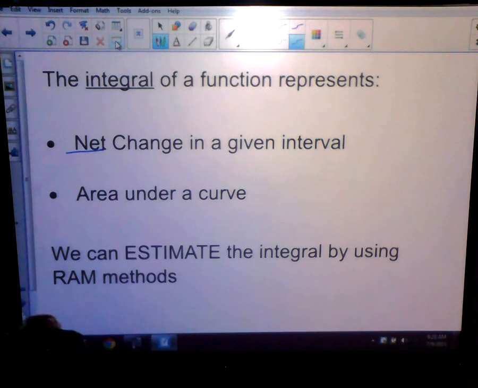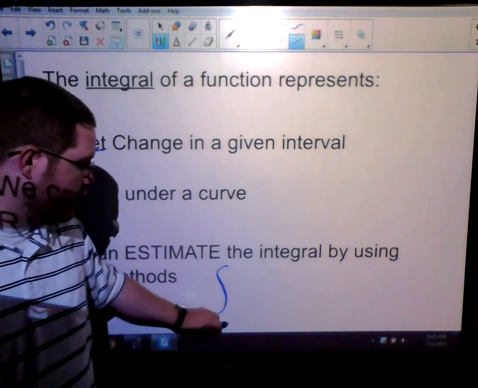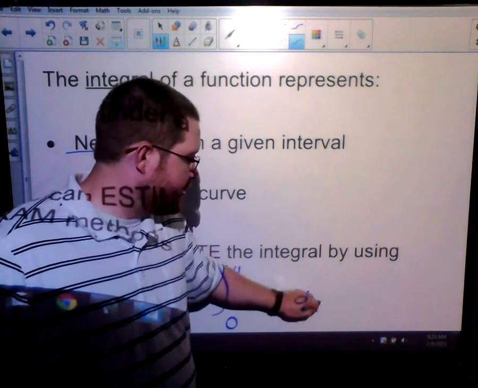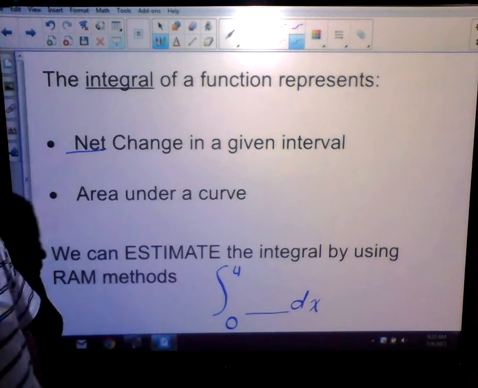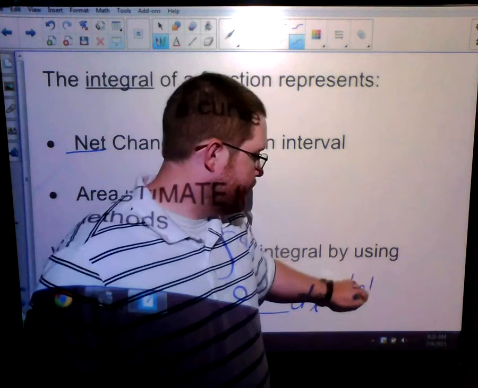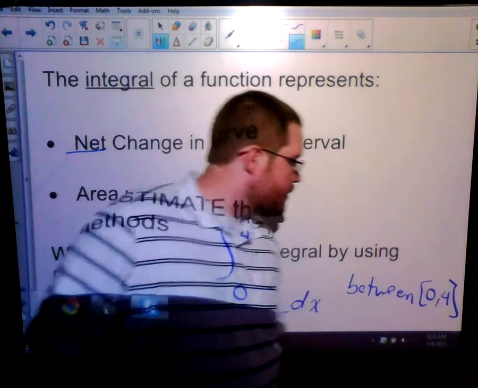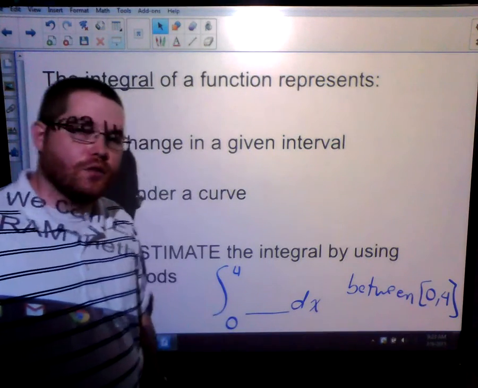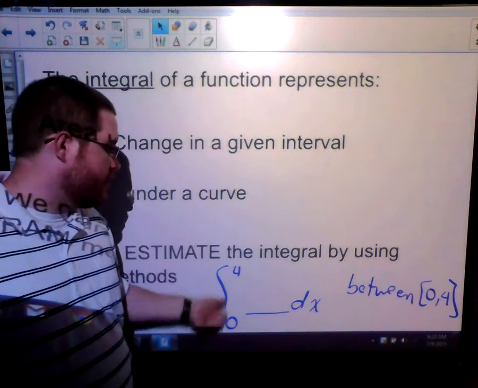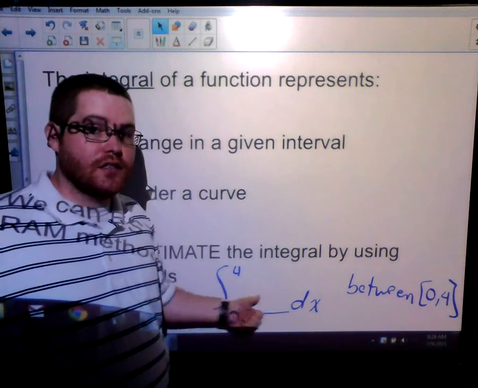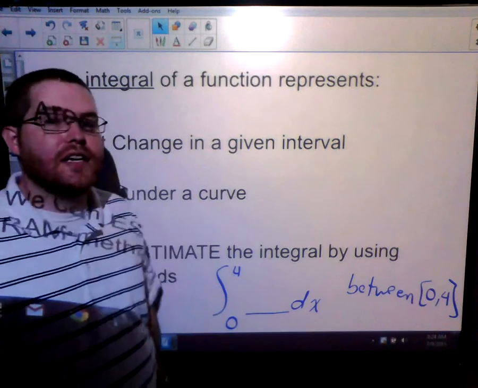Well, real quick, this is the symbol for an integral. If I put bounds on here and a dx at the end of it, this tells me between 0 and 4. This is now a definite integral. I know it's between 0 and 4, whatever this function is. It's the area under whatever this function is between 0 and 4. That's a definite integral.